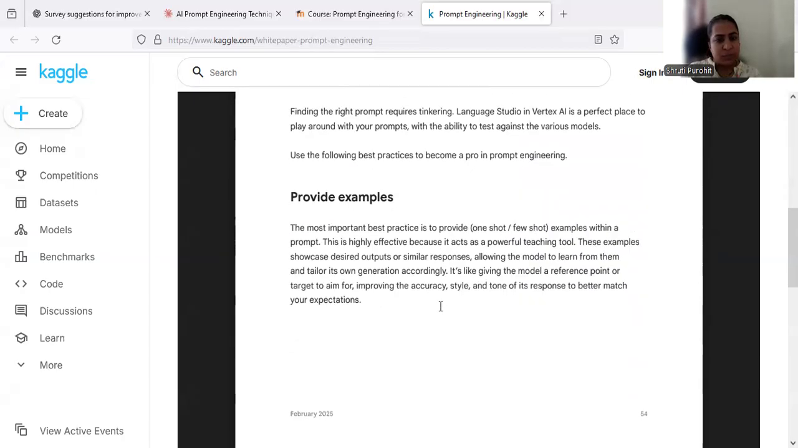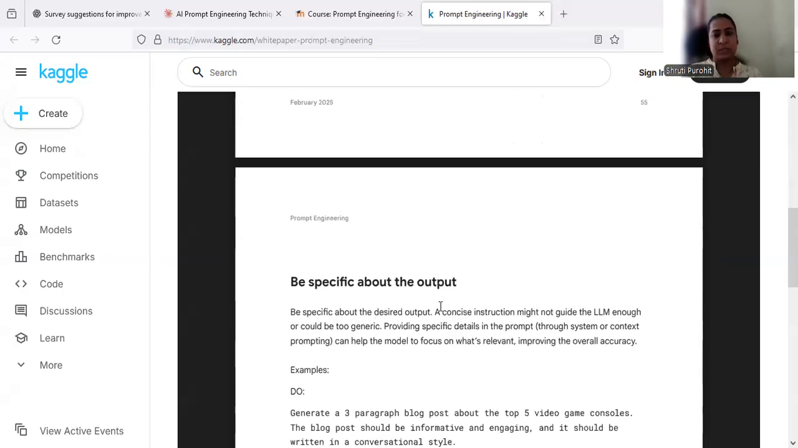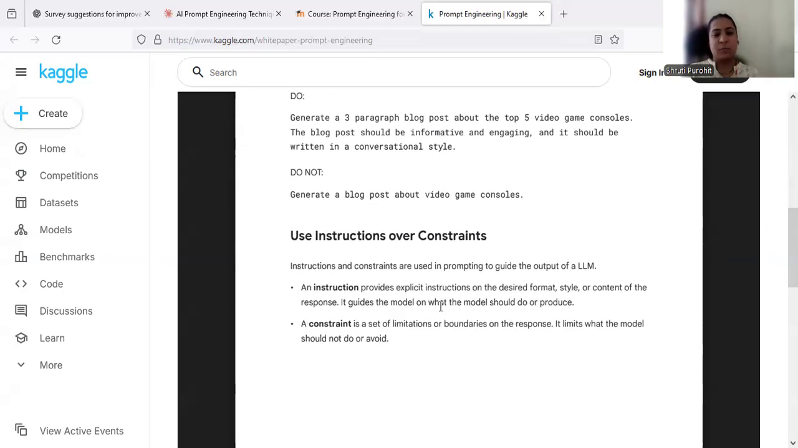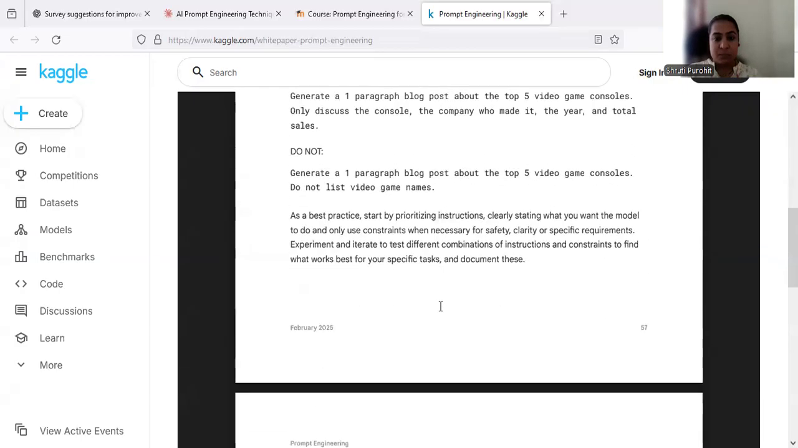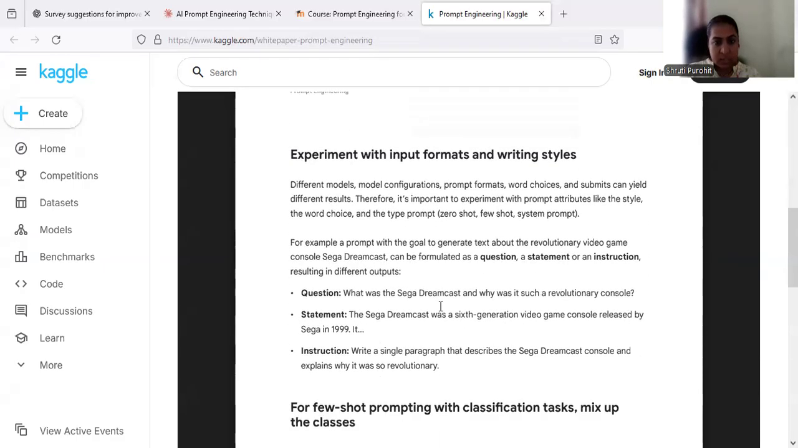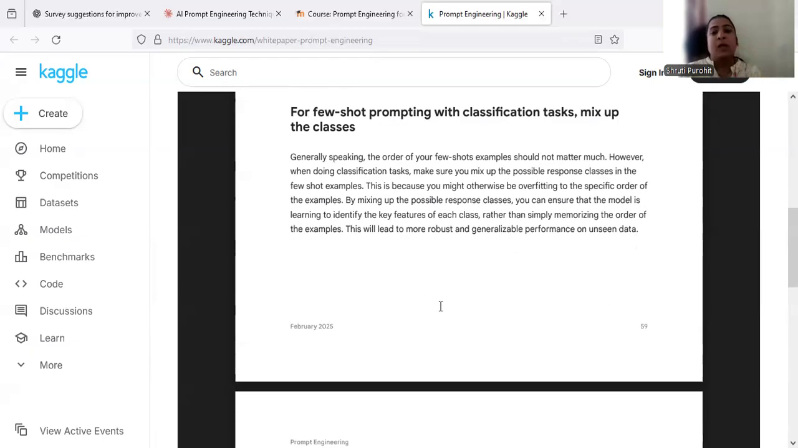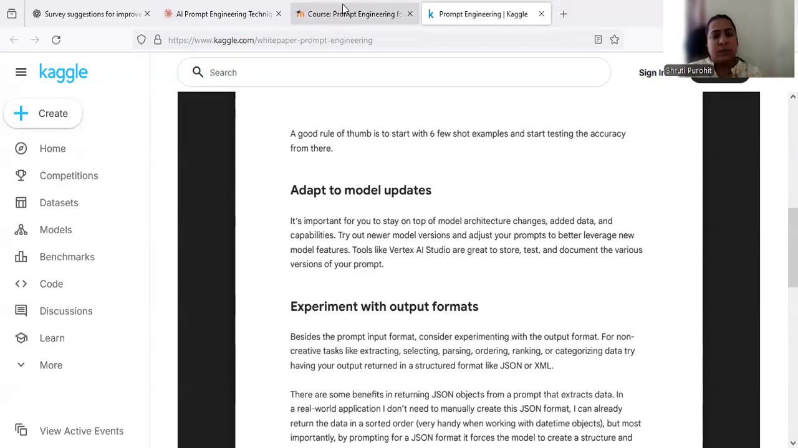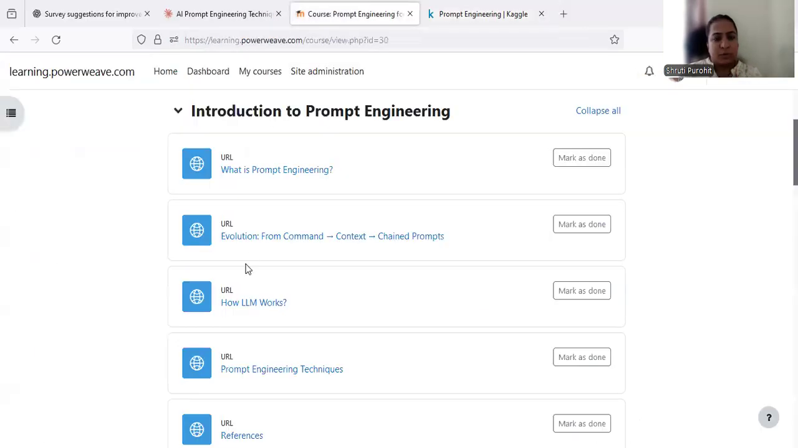Now, what are the best practices? Provide examples, design with simplicity, be specific about the output, use instructions over constraints, control the max token length, important thing because you are paying for it, use variables in prompts, experiment with input formats and writing styles. Yes, this thing you will achieve when you practice a lot and lot. Okay, so these are the few things about the techniques in prompt engineering.